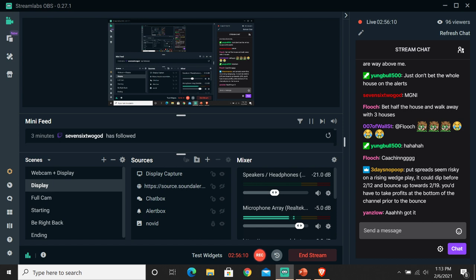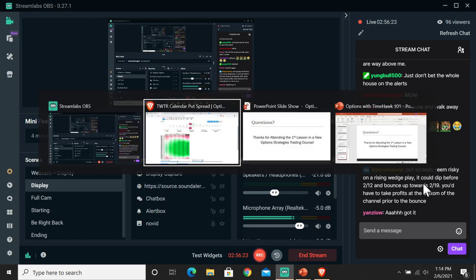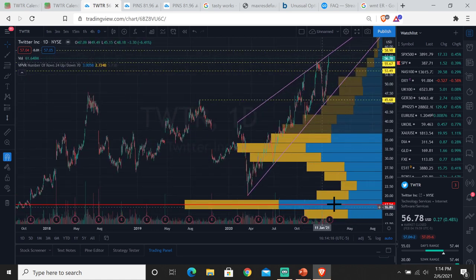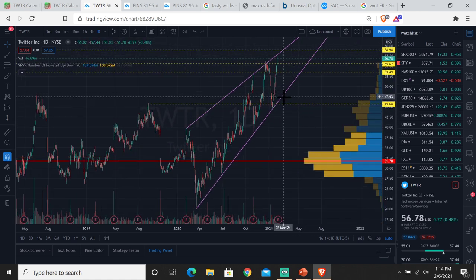Put spreads seem risky on a rising wedge play. It could dip before 212 and bounce up before 219. You have to take profits at the bottom of the channel prior to the bounce. Yep, that's correct. So you'd be betting, back on Twitter again, that before 219 we retrace back to the bottom of the channel, which is very possible, right?